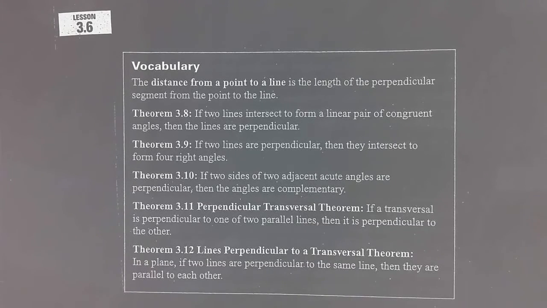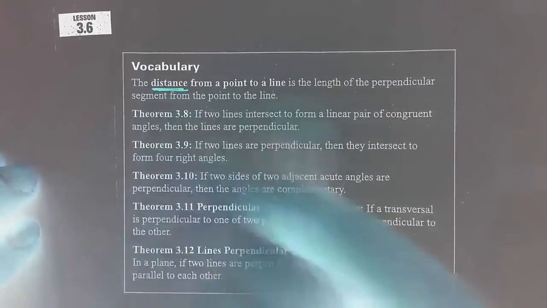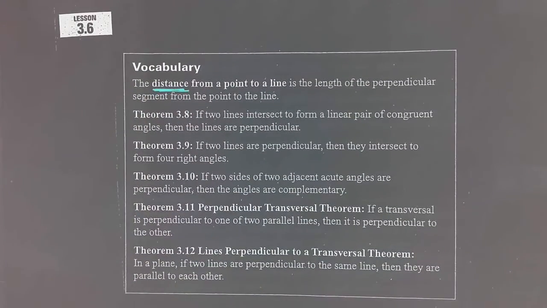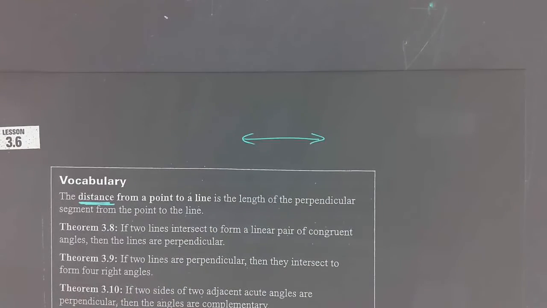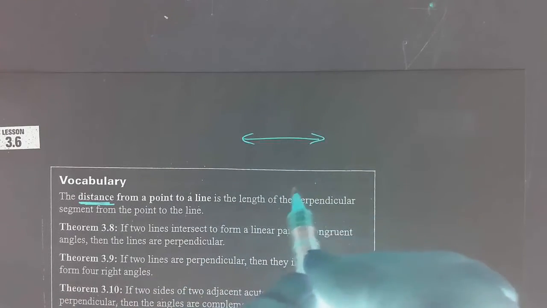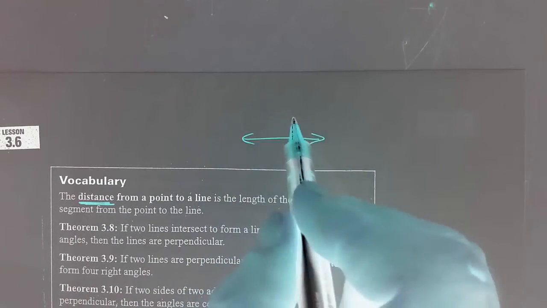The first thing isn't even a postulate or theorem, it just tells you we're going to use this word as a new vocabulary word. I know that you know what distance means, but when it says the distance from a point to a line is going to be the length of the perpendicular segment from the point to the line. So, wait a minute, if I draw a line, and then I draw a point not on that line anywhere, how about right there?